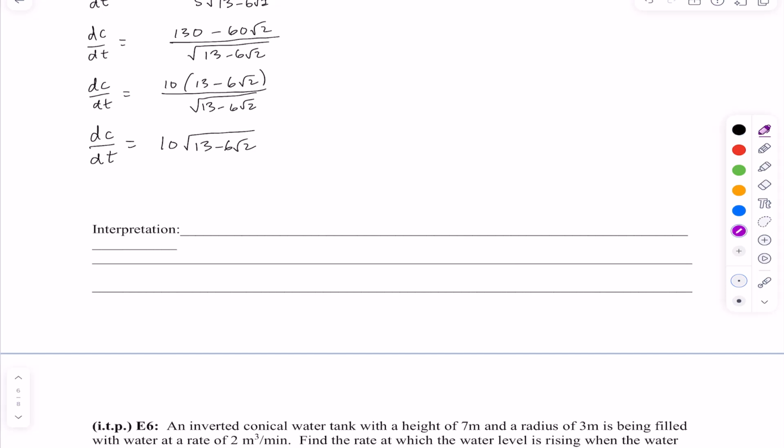You do have to indicate the units. So what is c measured in? C is measured in miles. The horizontal bar means per, and the time is measured in hours.